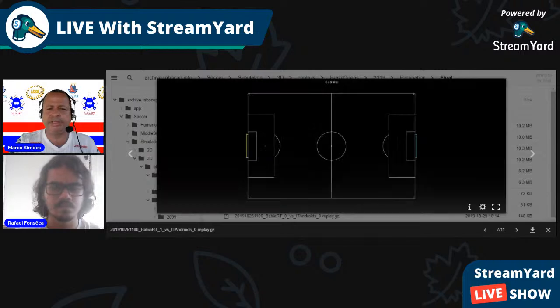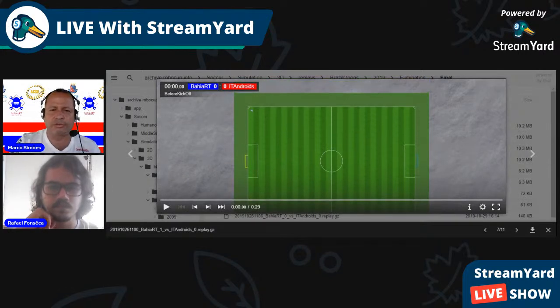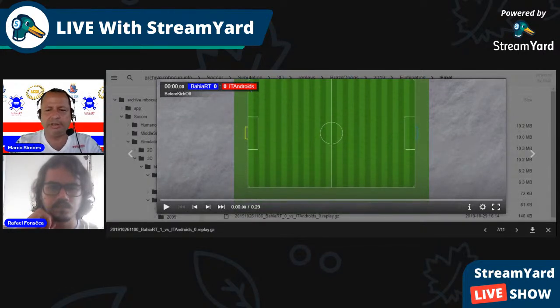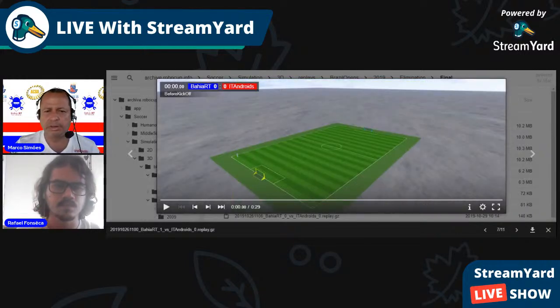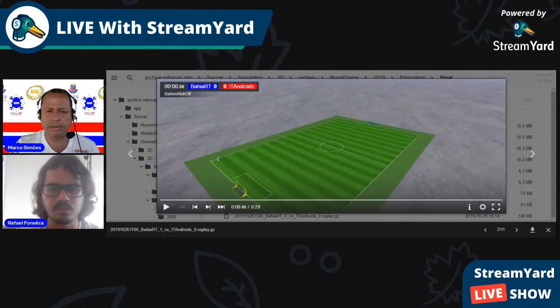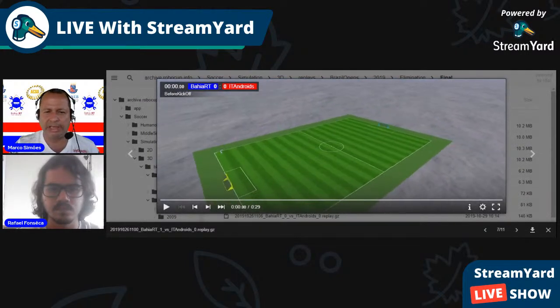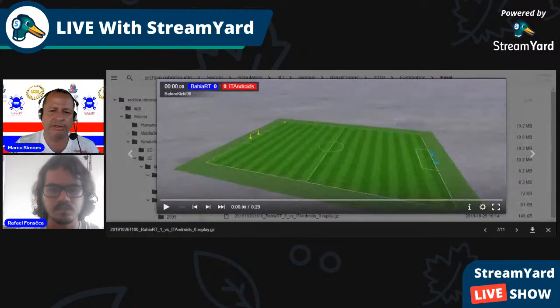In replays, you can see online what is happening. You can use the same keyboard controls that you use to adjust the camera in RoboViz. You can see matches here online, so you can watch matches of official competitions online.